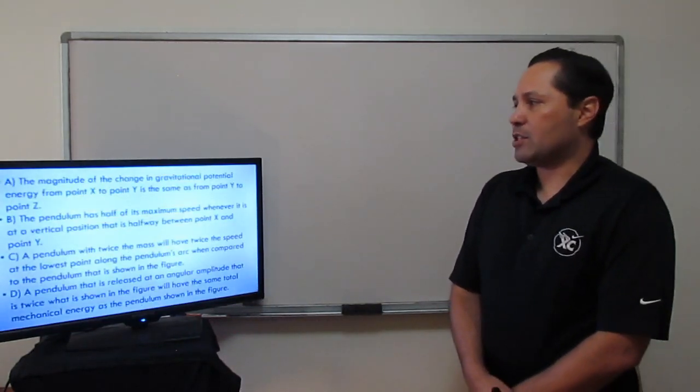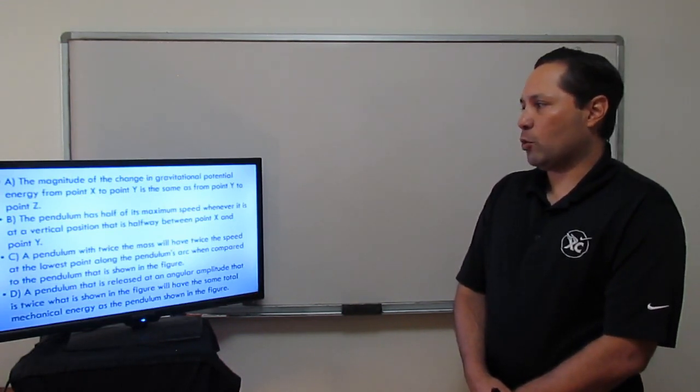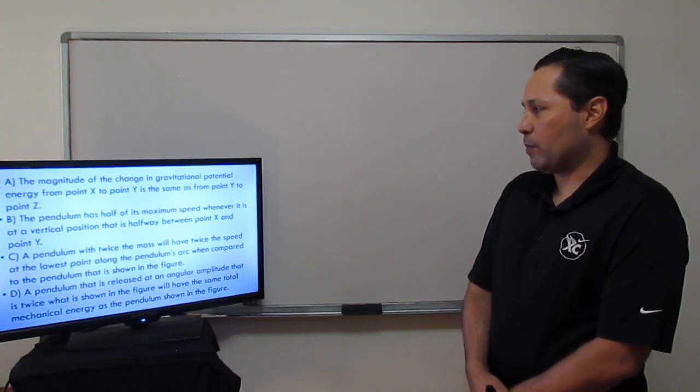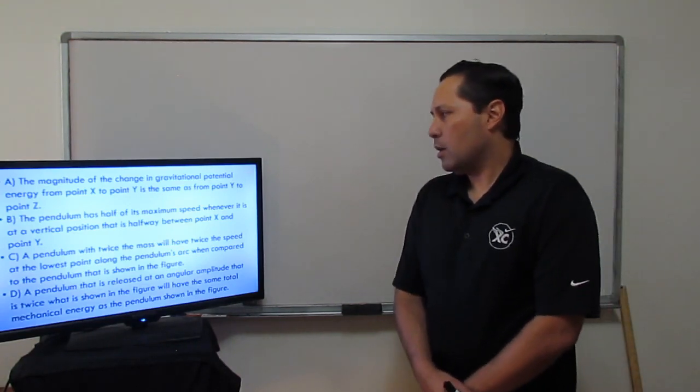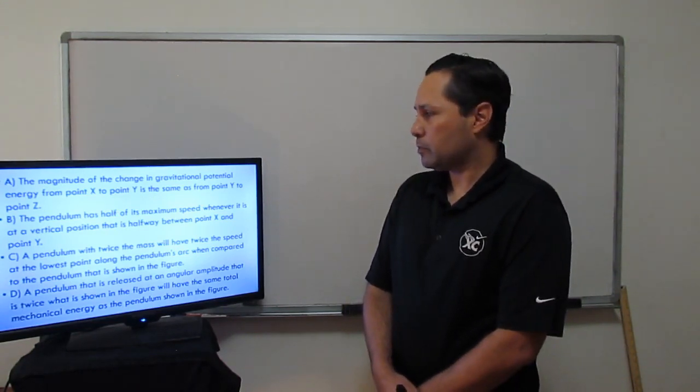Let's take a look at B. It says the pendulum has half of its maximum speed whenever it is at a vertical position that is halfway between point X and point Y. Alright, and half of its speed? No, it would not have half of its speed.